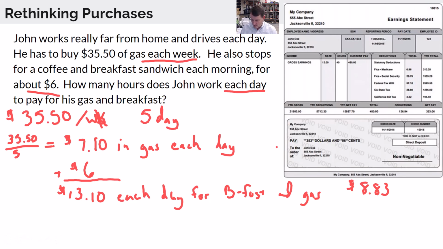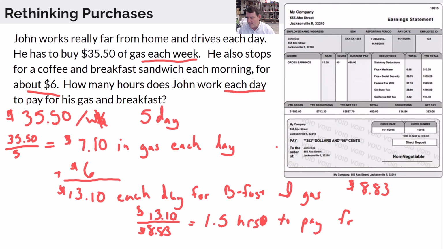All right, so let's just try it real quick. So I'm going to take 13.10 divided by 8.83, and I'm going to get 1.4, yeah, so 1.5-ish hours. So I'm going to write my work down here. So I did 13.10 divided by 8.83, and again, I was just trying stuff I remembered from before. And that ends up being 1.5 hours to pay for the morning.